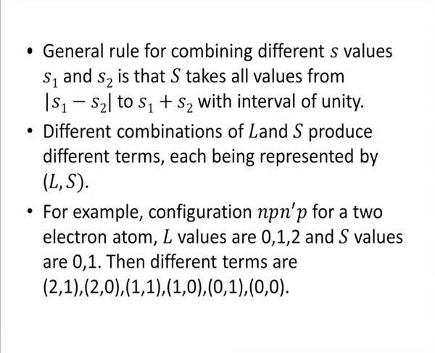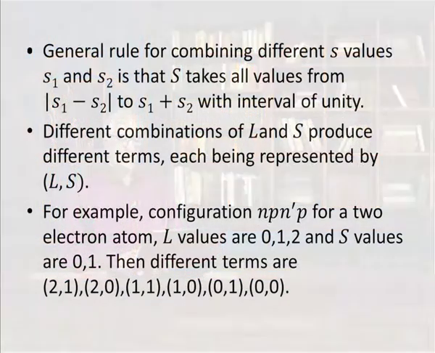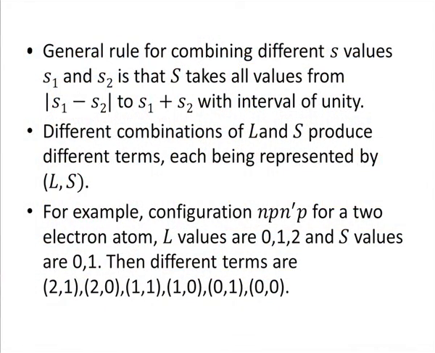For example, for configuration np and n'p for a 2 electron atom, capital L values are 0, 1 and 2 and capital S values are 0 and 1. Then different terms are (2,1), (2,0), (1,1), (1,0), (0,1) and (0,0). That means each L value is linked with one S value which is 0 or 1. L equal to 0 when linked with 1 and 0 is (0,1), (0,0); L equal to 2 linked with 1, 0 is (2,1), (2,0); and L equal to 1 linked with 1, 0 is (1,1), (1,0).